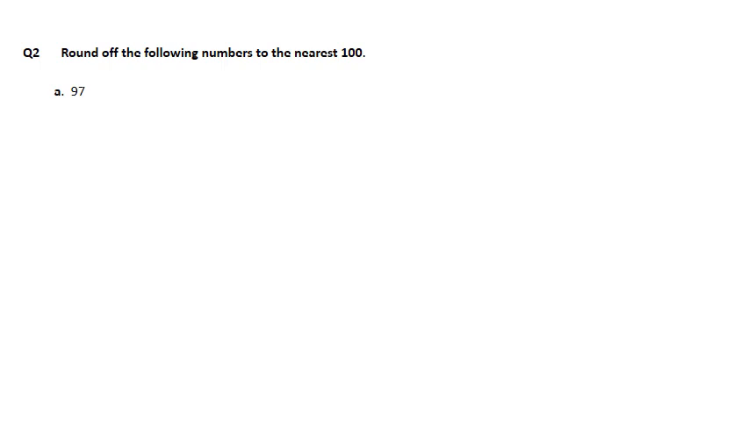Now look, the first number is 97. Here 100 is the target, but the 3-digit number is not given. But you can think that 97 is close to 90 and to 100. So 97 is very close to 100.